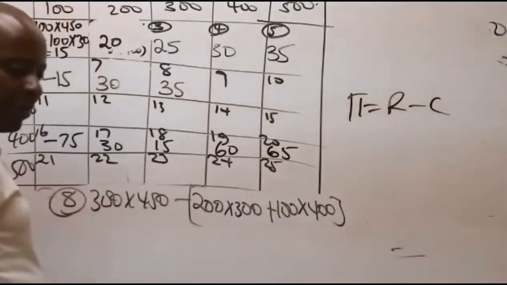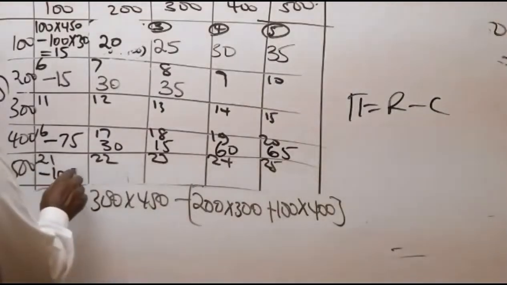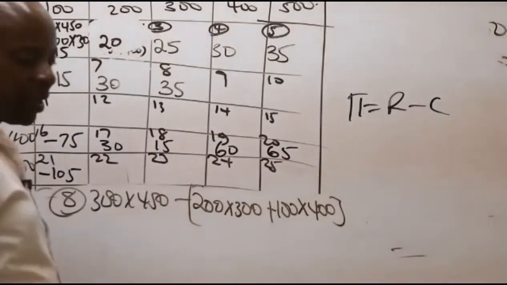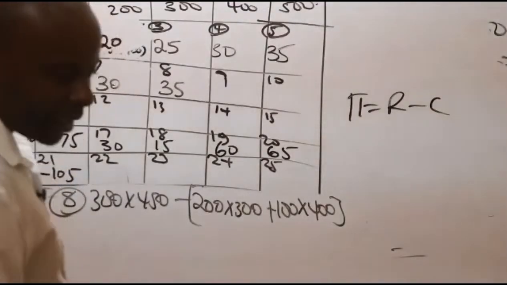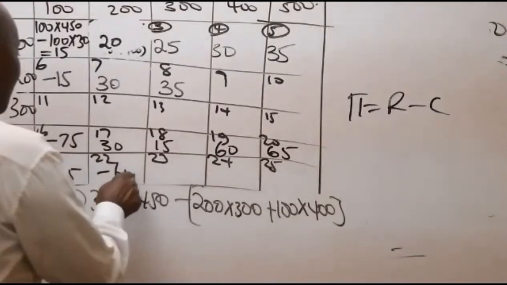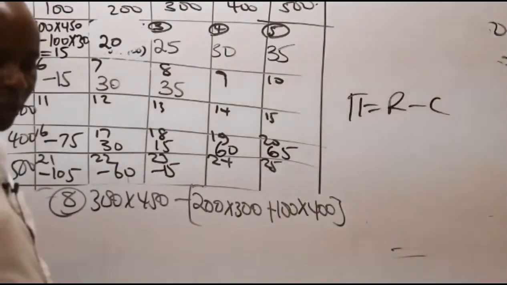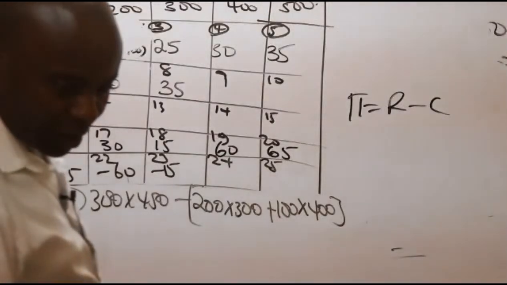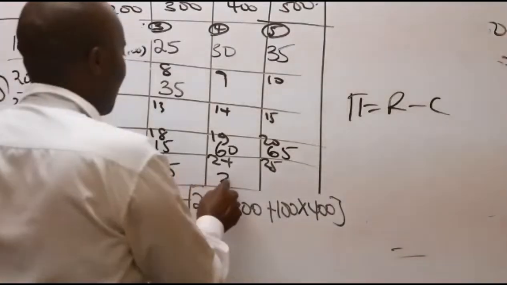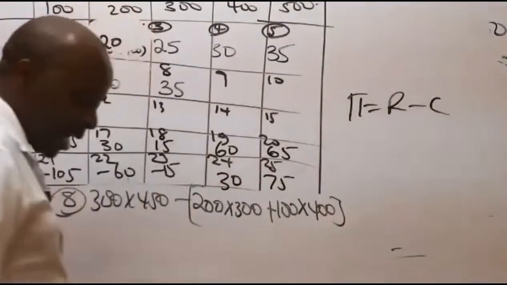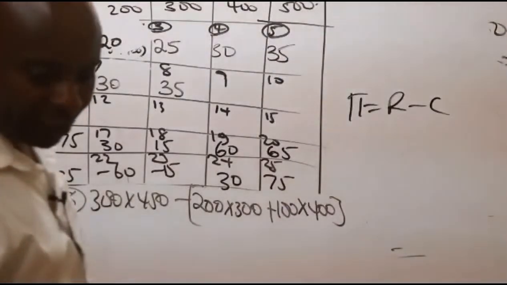65, cell number 21, negative 105, cell number 22, negative 60, negative 15, cell 23, and then cell 24, 30, 75. So 30, I'm missing out from number 9.